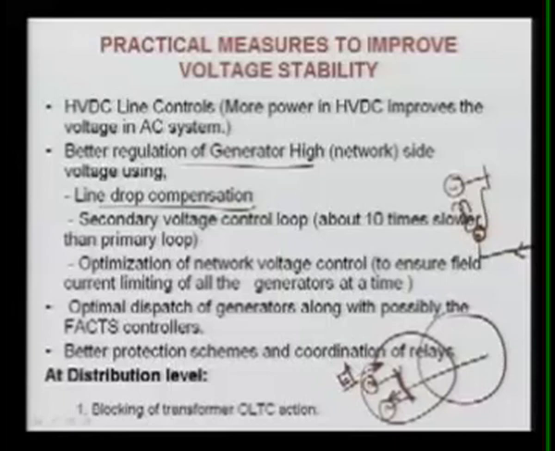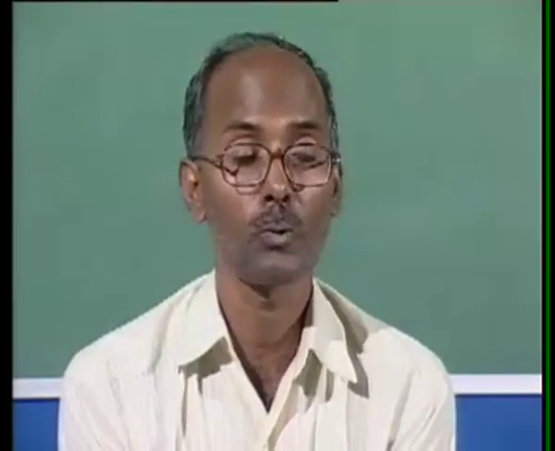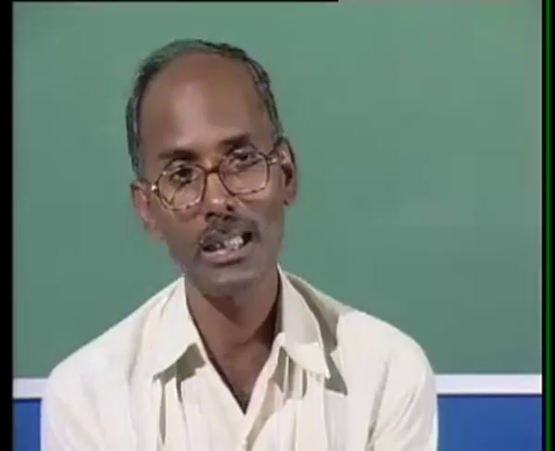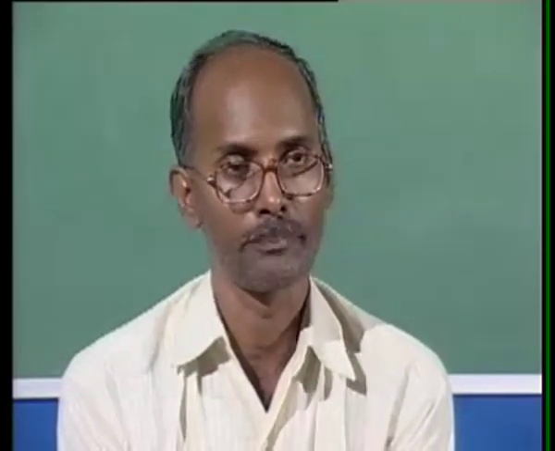Another way to improve the voltage stability is the optimal dispatch of generators along with possibly FACTS controllers. Now, optimal dispatch can be delineated into two types. One is your economic dispatch, that is a real power dispatch, and another is your reactive power dispatch. So in the real power dispatch, we minimize the total cost. Normally we go for dispatching so that we can have the minimum cost of generation of electricity.